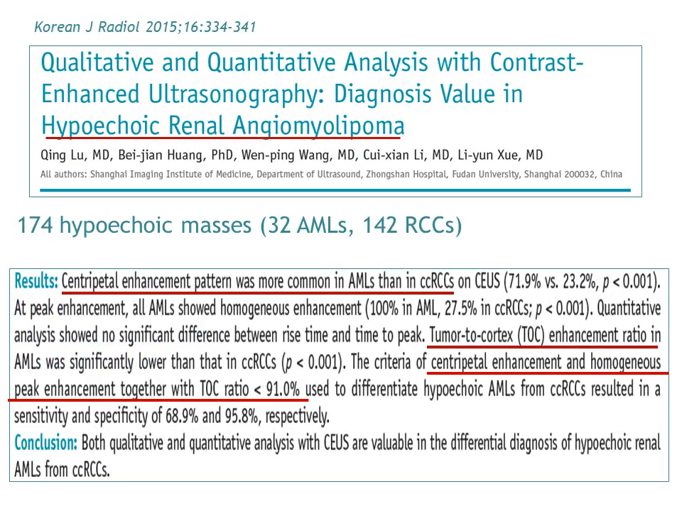Here is another article published in the Korean Journal of Radiology reporting the diagnostic value of quantitative and qualitative analysis of CEUS in hypoechoic renal masses. They compared the CEUS findings in 174 hypoechoic renal masses, including 32 angiomyolipomas and 142 renal cell carcinomas, and they found that centripetal and homogeneous enhancement with a tumor-to-cortex enhancement ratio lower than 91% were highly specific findings for angiomyolipomas.